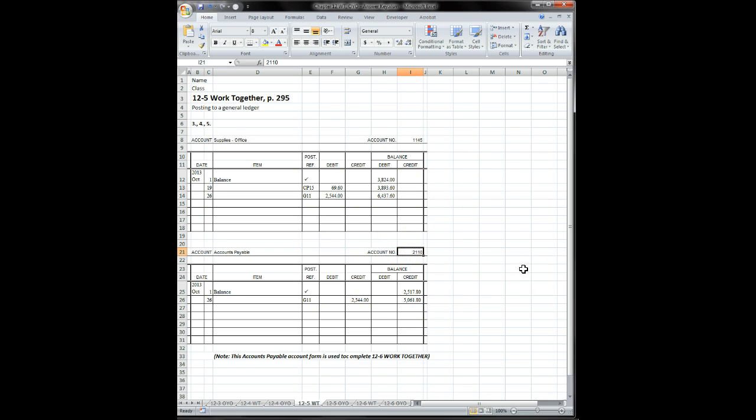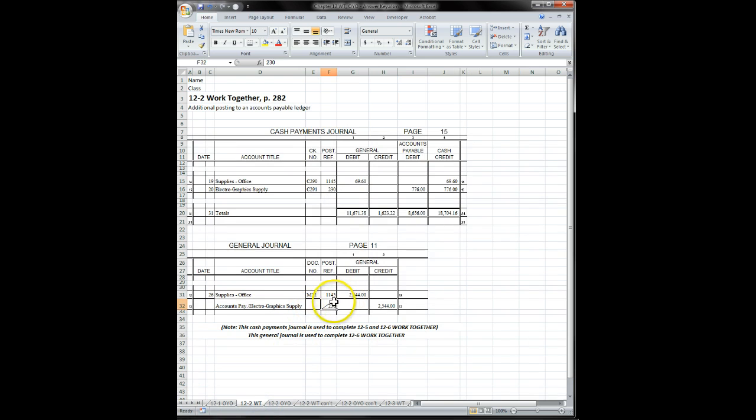Well, our last step in posting, our fifth step, is that we have to go put that account number in the journal that we pulled the information from, right, that we posted from. So let's go back to 12-2, work together, and it's 2110. Let's see, here we go. Okay, so this is where we're going to have to get creative, and there may be an easier way to do this that I don't know, but let's put it on our 2110. Well, this is ugly, isn't it?